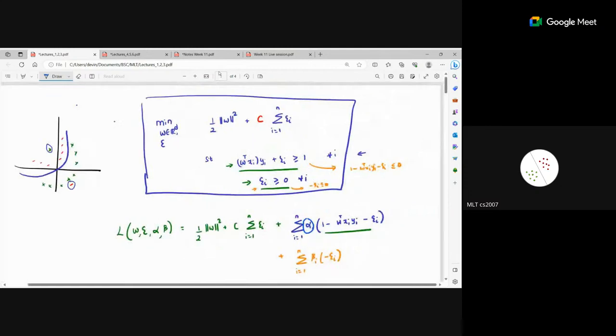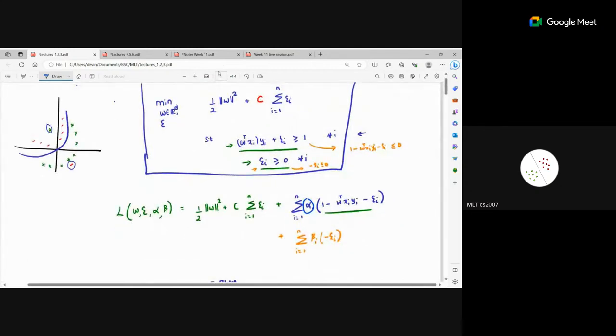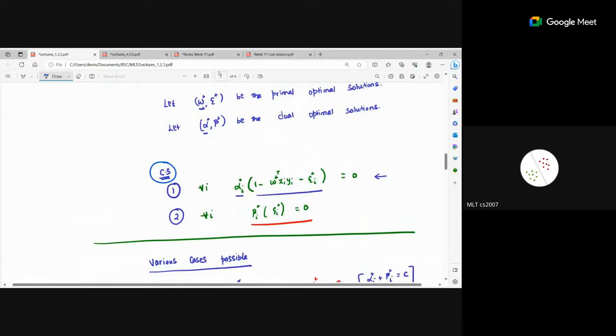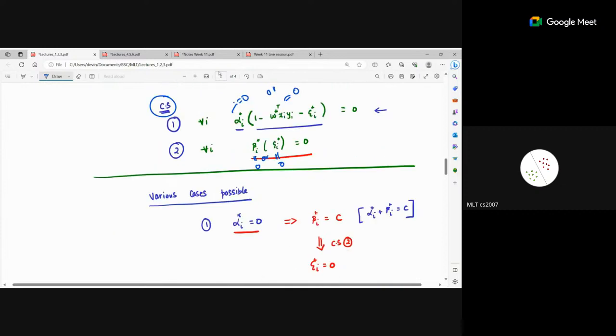The way you arrive at the complementary slackness condition is, this has to be equal to zero: alpha i multiplied by 1 minus w transpose x i, that has to be zero. In the Lagrangian equation, whatever inequality conditions I have, those have to be equal to zero. So those are the complementary slackness conditions. When this has to be equal to zero, either alpha has to be zero or this has to be equal to zero. Similarly here, either the psi has to be zero or beta has to be zero. So these are the possible scenarios.